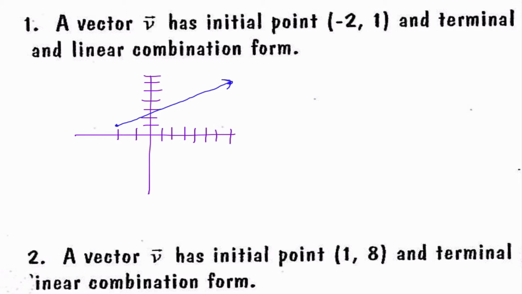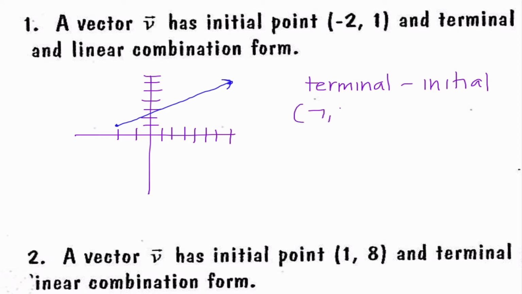So one way that technically we could find the component form is to count to the right, because it's moving to the right. That would be the first portion of our component form, and then count up, and that would be the second portion. But we really talked about the fact that it is terminal minus initial. So I'm going to go ahead and do this by subtracting those two ordered pairs.